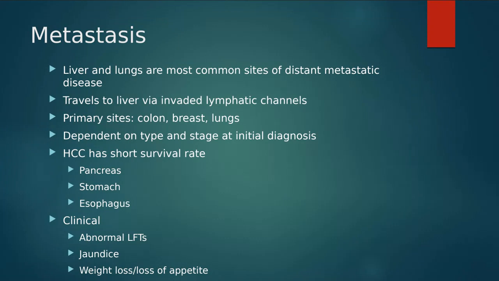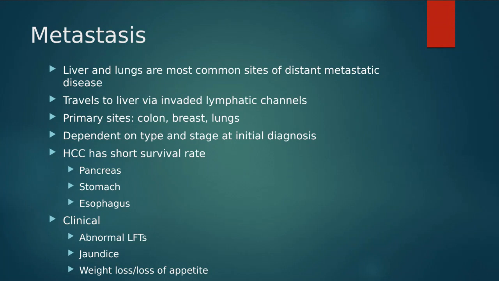Next, we have METs, or metastatic spread to the liver. So the liver and lungs are going to be the most common site of distant metastatic disease. And this means that it travels to the liver and to the lungs. So they are usually not going to be the primary site of cancer. We're typically going to get cancer somewhere else in the body and have it spread to our liver.